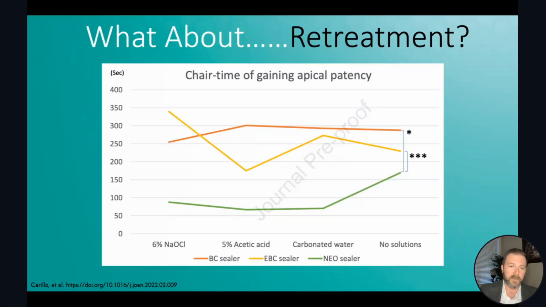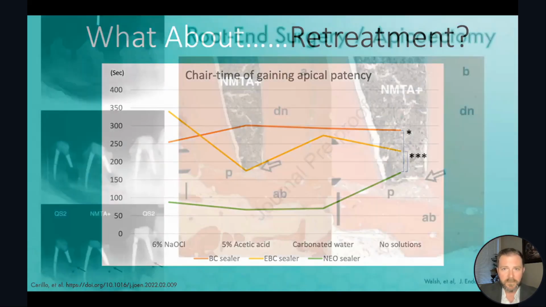So for all of those GPs and endodontists who are concerned with, is there any retreatability? I think now we finally have some evidence to say, yes, there is retreatability. It just depends what material you're using to obturate in the first place.